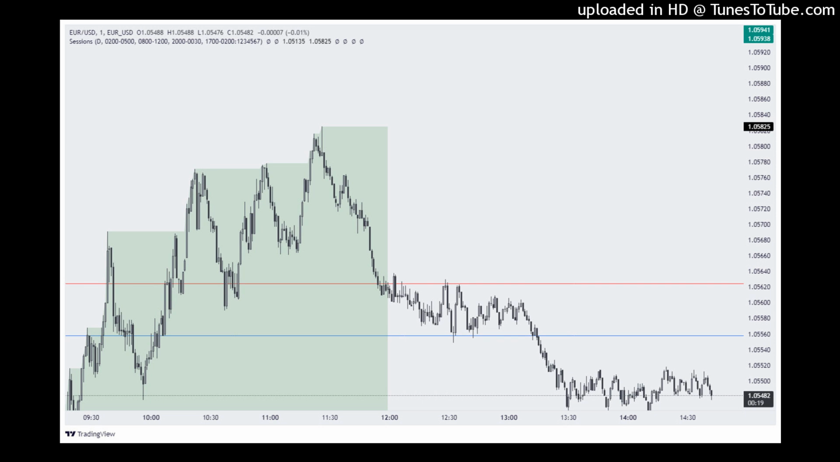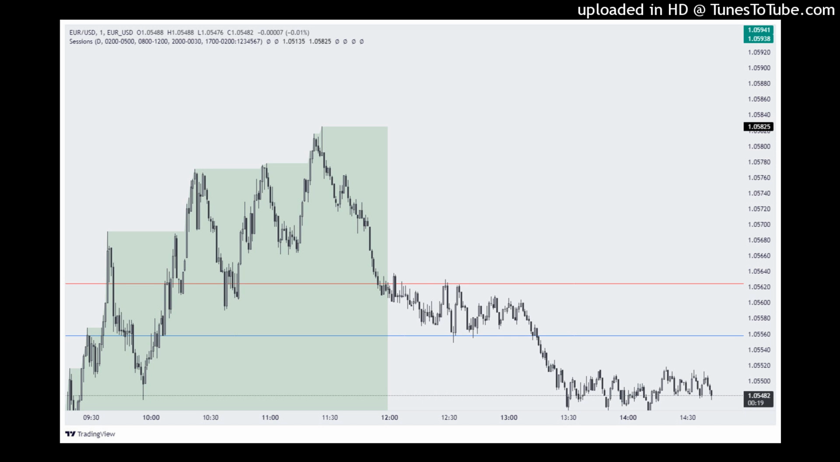GBP JPY. Let's see, monthly. Again, monthly is not too clear. Weekly, we came into this weekly Verwijk gap right there, which we could have continued higher from, and we already had a rejection the previous week. So here we swept the previous week low to then again potentially continue higher.